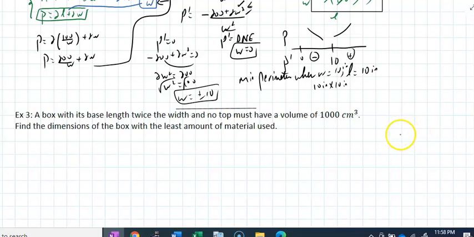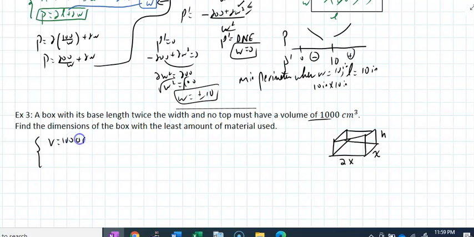A box with its base length twice the width. Its length is twice the width, so if the width is x, the length is twice that width. And no top. Must have a volume of 1,000 cubic centimeters. Find the dimensions of the box with the least amount of material.